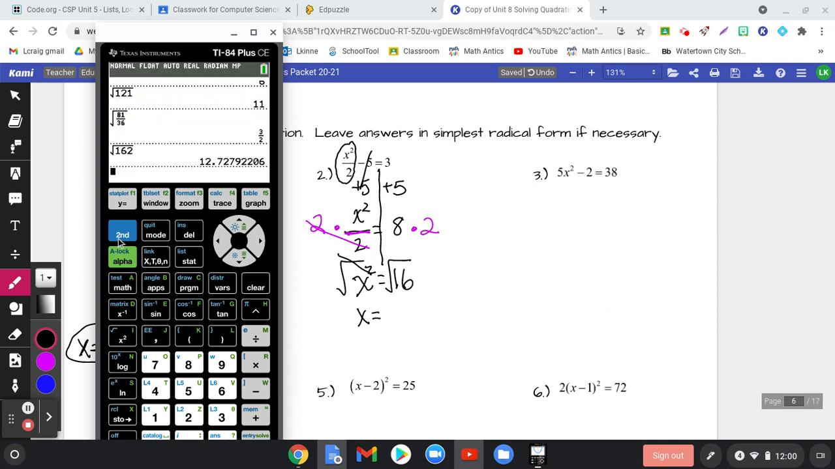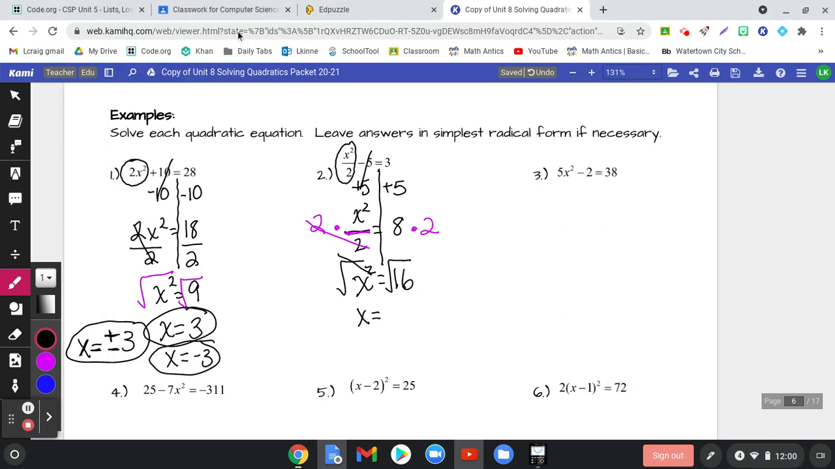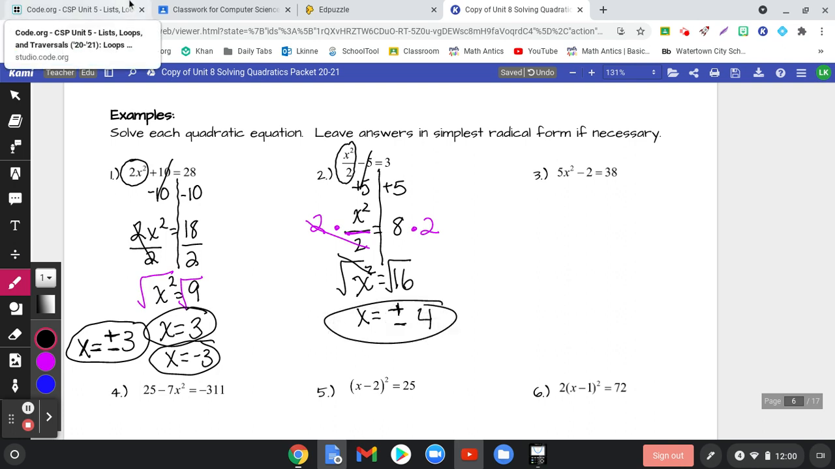Second x squared, 16, 4, because 4 times 4 is 16. -4 times -4 is 16, so your answer could be positive and -4. Again, it could be positive or negative 4. And that's it.